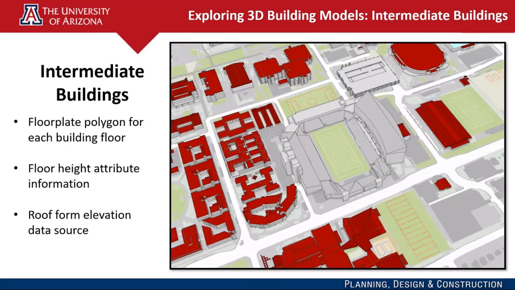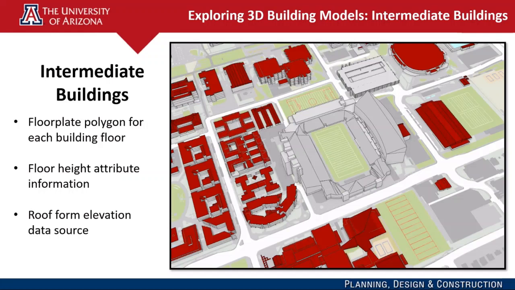What I've called intermediate buildings are a little bit more advanced. They have a similar concept, but now there's a floor plate polygon for every floor in the building as opposed to a single polygon representing the building. And so it requires much more data and a lot more processing on the back end, but it lets you refine the exterior of the buildings in ways that you couldn't do with a single polygon. You also have to have specific floor height attribute information for each floor rather than just an arbitrary number of floors. And then it also takes into consideration the roof forms of the buildings.